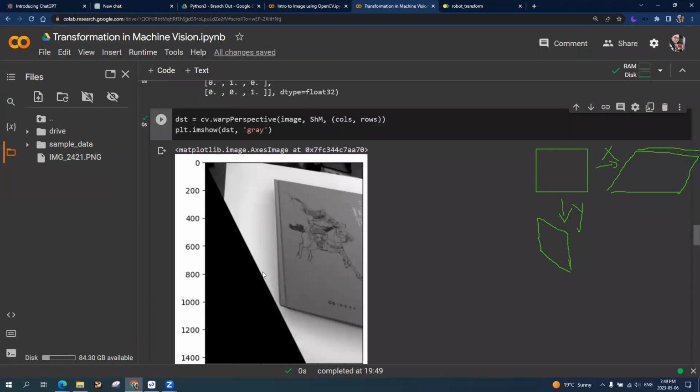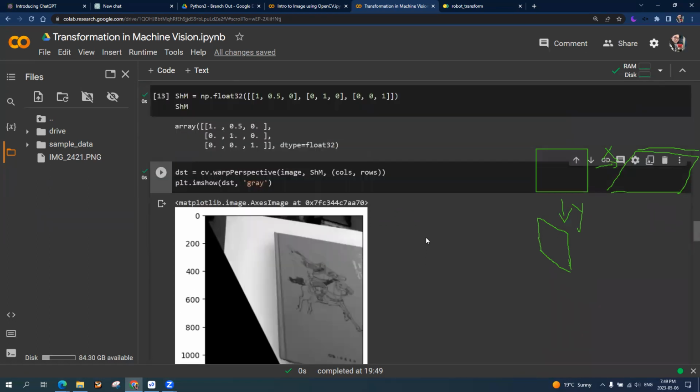Yeah, so this is shearing on x. Except I drew that shape upside down. Can you guys make sense of the change here? Yeah. Okay, good.